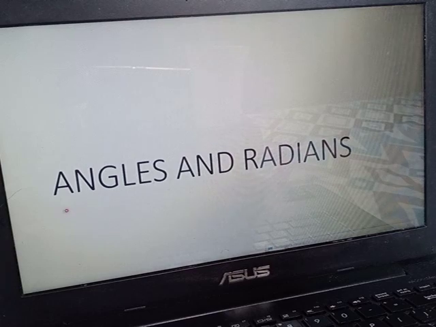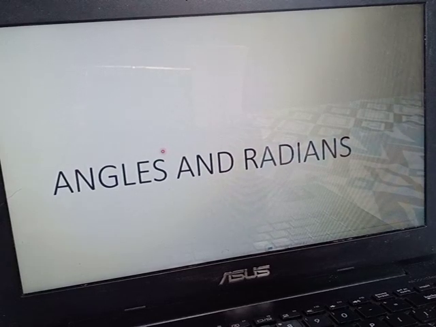So we already discussed about an angle. What do we mean when we say an angle and how is an angle formed? When we say an angle, it is formed by two rays which share the same endpoint, and that endpoint we call our vertex.